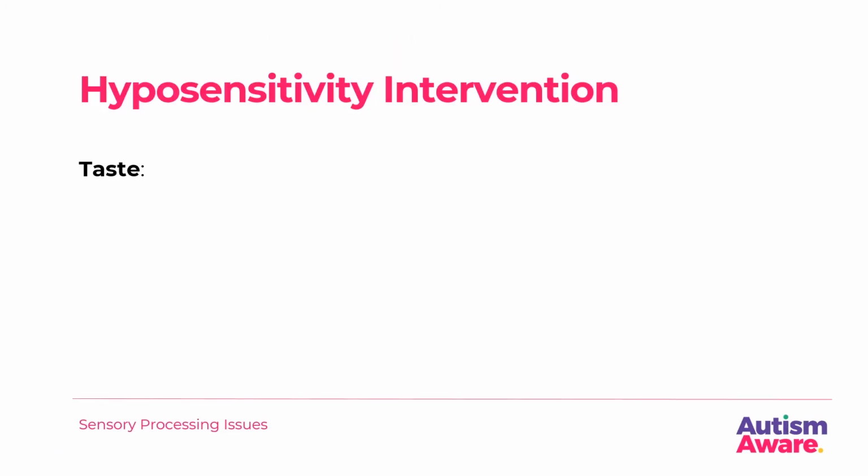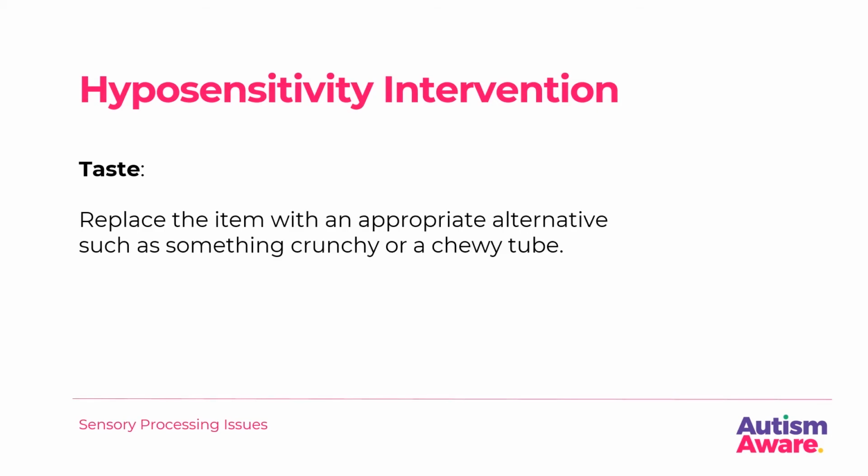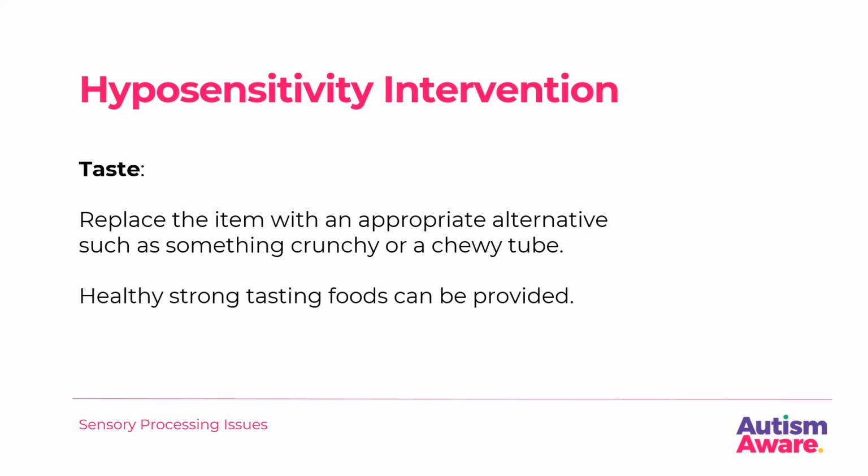Taste. Some children can be undersensitive to taste and may seek out strong flavours or eat inedible items such as earth. Replace the item with an appropriate alternative, such as something crunchy or a chewy tube. Healthy, strong tasting foods can be provided. Make sure the child has some dietary variety.